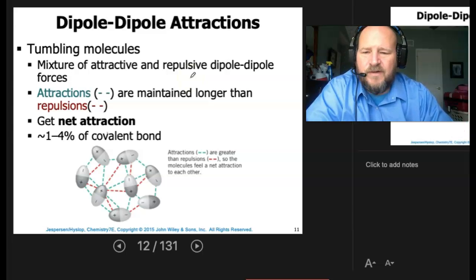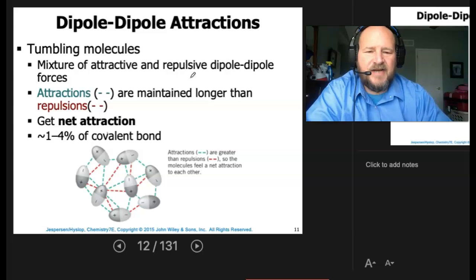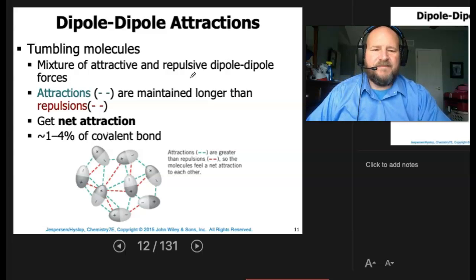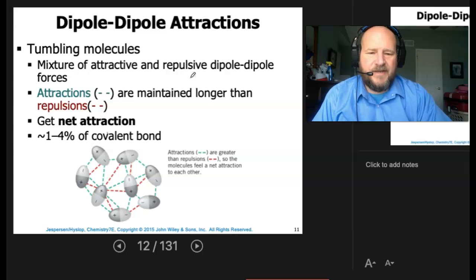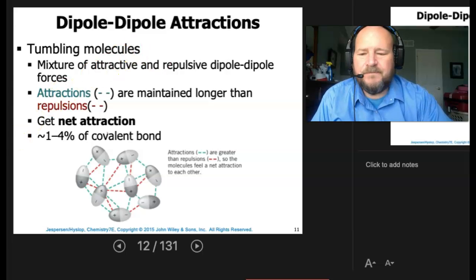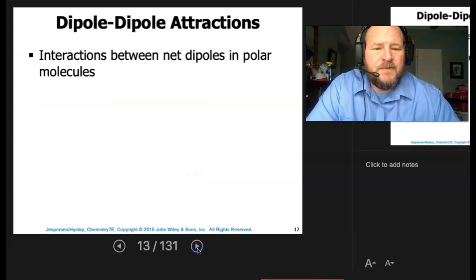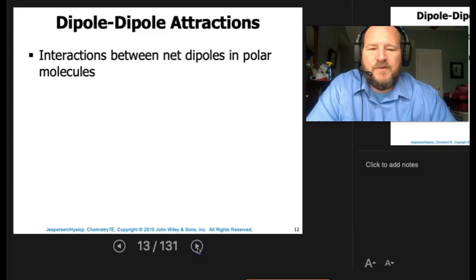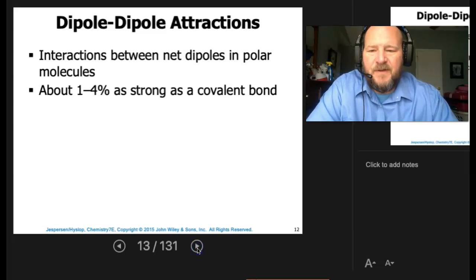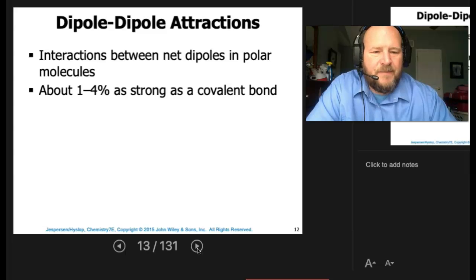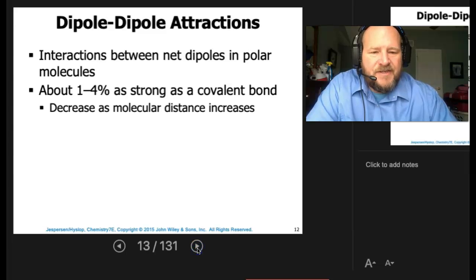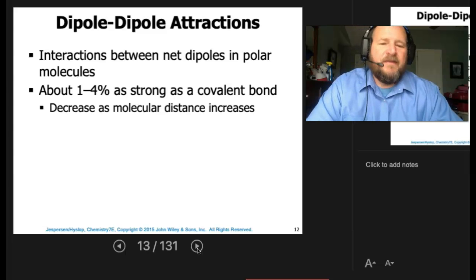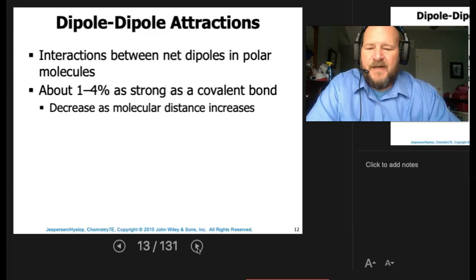This is approximately 1 to 4% of the covalent bond. So again, it's not a strong interaction, but it's enough to make a difference in whether it's going to be a solid, liquid, or a gas. All right, so the interactions between the net dipoles and polar molecules, again, it's about 1 to 4% as strong as the covalent bond. And it's going to decrease with the distance. So the further these two molecules get away from each other, the less attractive force there is in that bond.